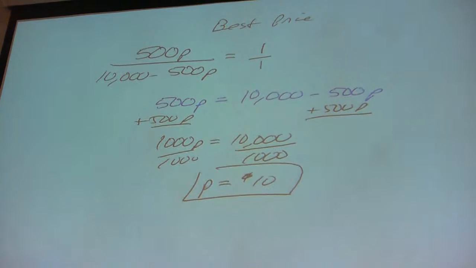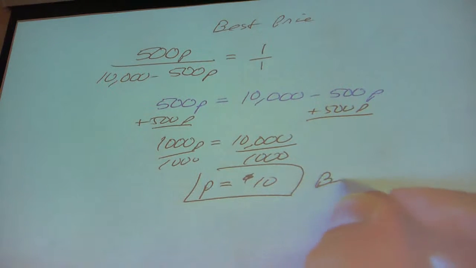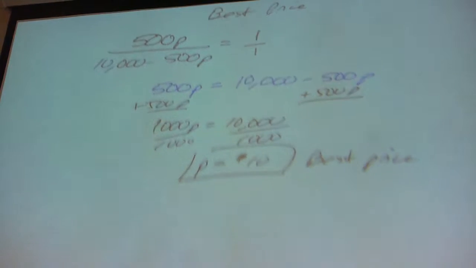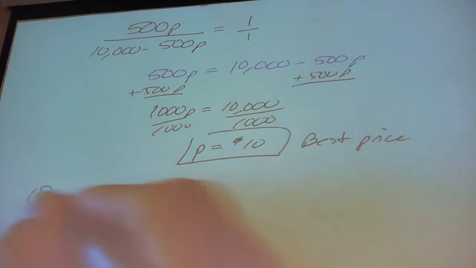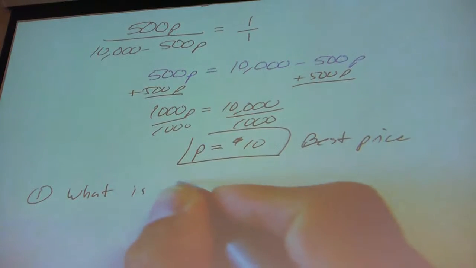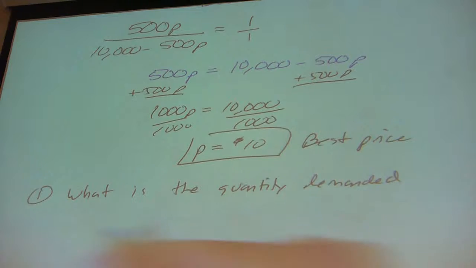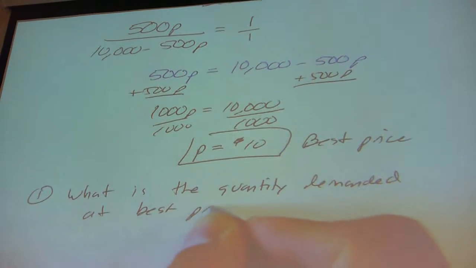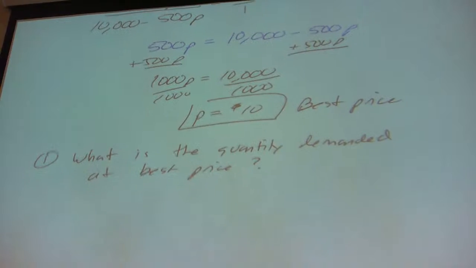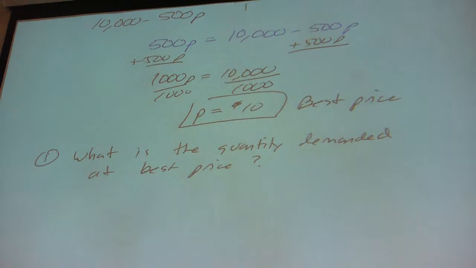Okay, stop there. Any questions? I'm going to add a little bit more, and then we're going to do one example from the top. Okay, so we found the best price. What if I ask you, question 1, what is the quantity demanded at the best price? So if I now know I'm going to charge $10, how many am I going to sell?